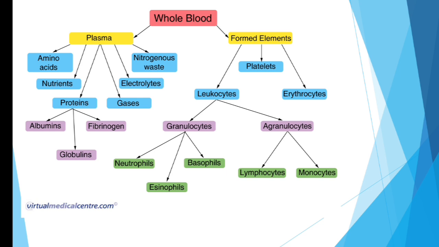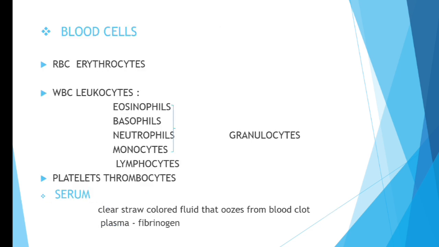Further, WBCs are divided into granulocytes and agranulocytes. Granulocytes are neutrophils, eosinophils, and basophils, and agranulocytes are lymphocytes and monocytes. So the blood cells are divided into RBC or erythrocytes, WBC or leukocytes, and platelets or thrombocytes.